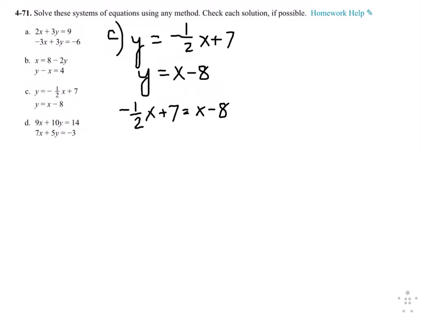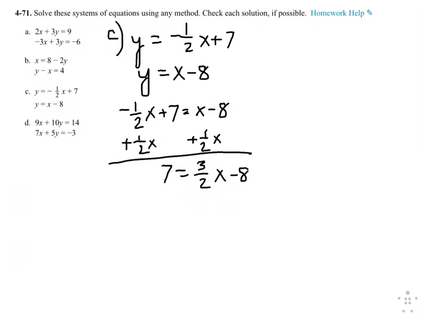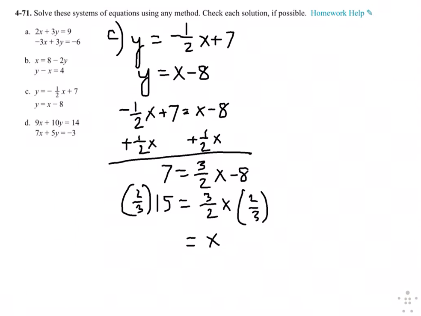So then I'll add 1/2 x to both sides. So plus 1/2 x, plus 1/2 x. So I get 7 equals, so I have 1x, or 2/2 x plus 1/2, that's 3/2 x minus 8. Add 8 to both sides, that's 15 equals 3/2 x. And then multiply both sides by 2/3, the reciprocal, so that these can cancel. So for this we get x equals 10.